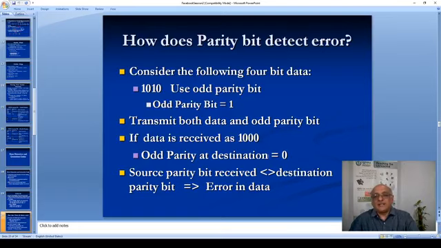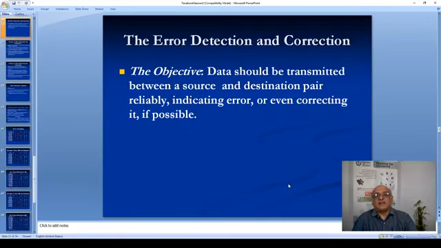Okay, so the odd parity at the destination will turn out to be 0, and the parity from the source which was transmitted has to be 1. So 0 and 1 are not the same. So that is the flagging of error. So what we can say is that there is an error in the data.